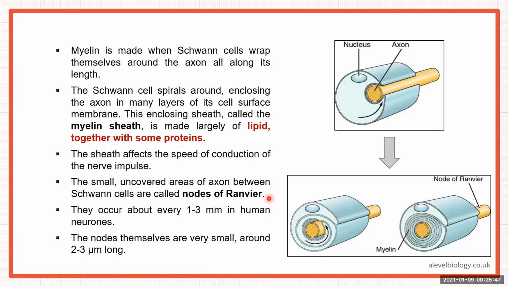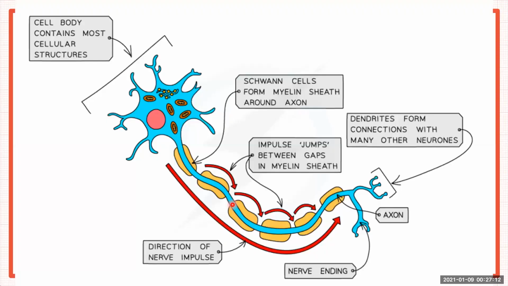And the uncovered areas of the axon, which we call nodes of Ranvier, occur every 1 to 3 millimeters in human neurons, but these nodes themselves are very, very small. They're around 2 to 3 micrometers long, but they occur every 1 to 3 millimeters. If you look at this picture again, these nodes occur every 1 to 3 millimeters, but in terms of their size, they're around 2 to 3 micrometers, right?